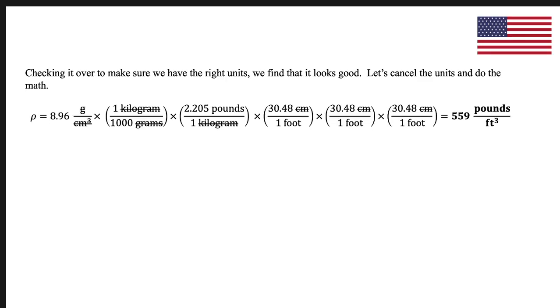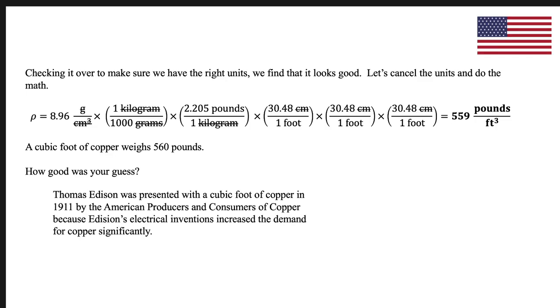Cancel all the units, it's about 560 pounds per cubic foot. A cubic foot of copper weighs about 560 pounds. So how good was your guess?